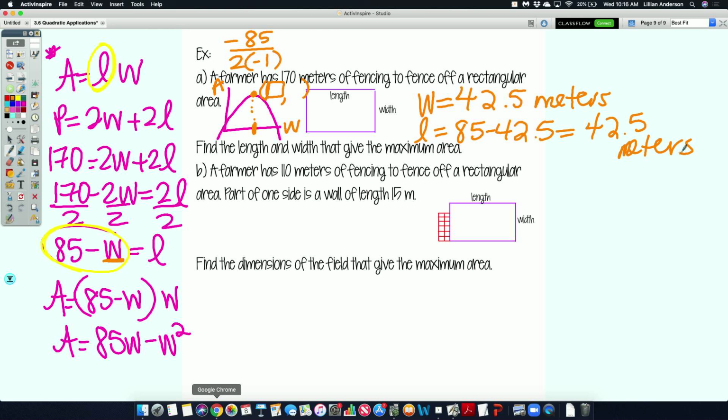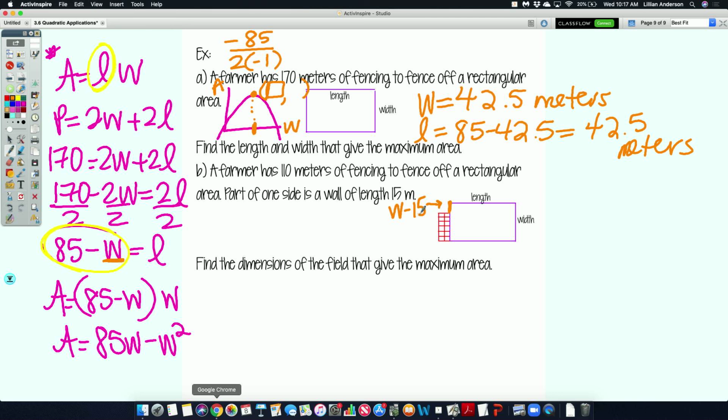Now for part B, we have a different situation. Farmer has 110 meters of fencing this time to fence off a rectangular area. However, one part of one side of the wall has a length of 15 meters. Okay? So this wall right here represents 15. So this part that I can only fence off would be just this part of this side. To represent just this part of this side, I would need to subtract 15 from whatever the width is.